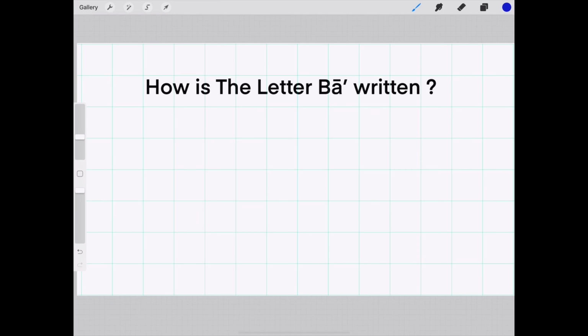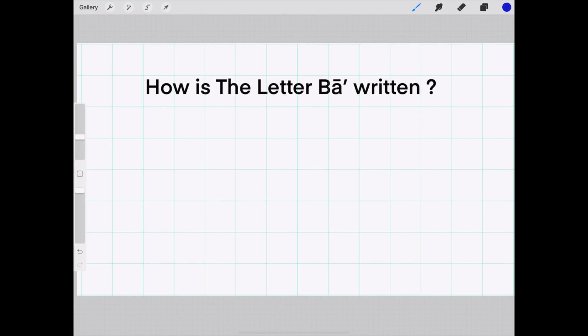Again, as I said before, you don't need the Procreate app. Any touch screen would do. A stylus pen is definitely helpful, or even a regular piece of paper and pen of your preference and choice. So let's draw and write the letter ba here.